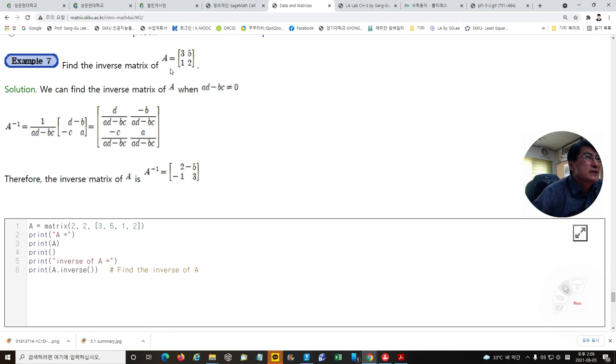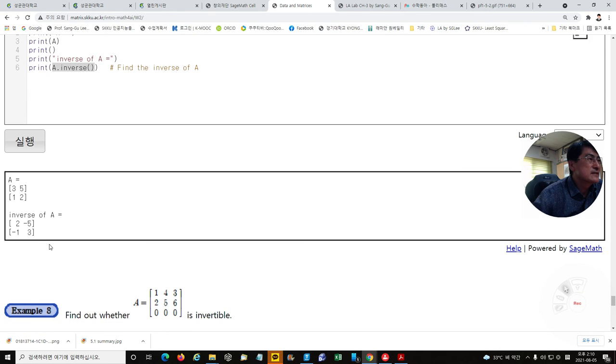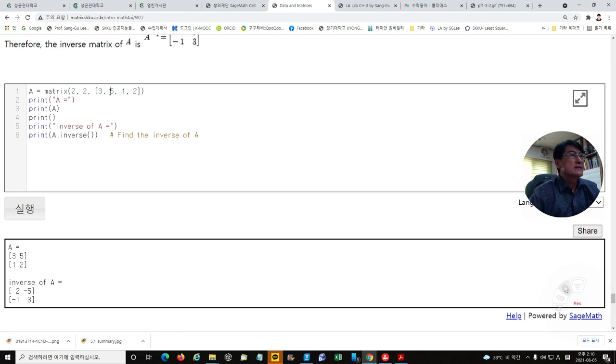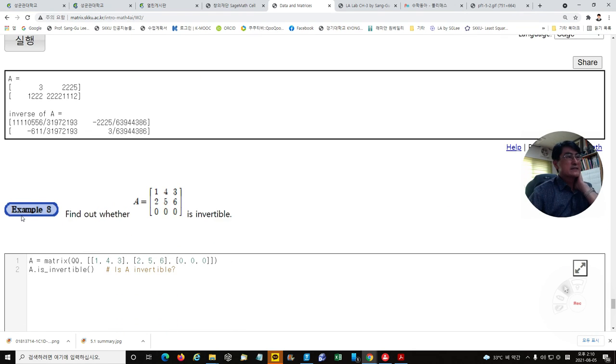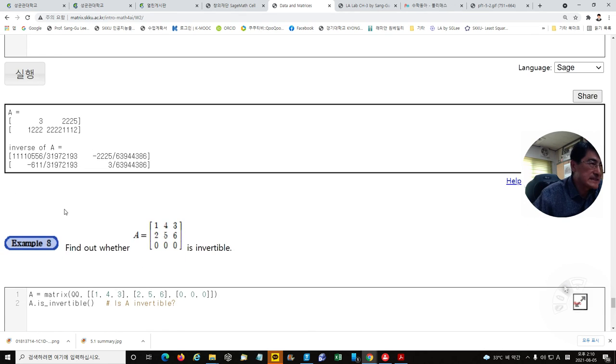Okay, so for this, we can find the inverse with this formula, but if we just ask A dot inverse in parentheses, then it gives you the proper inverse of that matrix. This works not only for this, but also for any matrix of any size. If we define this one as 4 by 4 and give the 16 entries in here, then you will have the inverse of the matrix when it does exist.